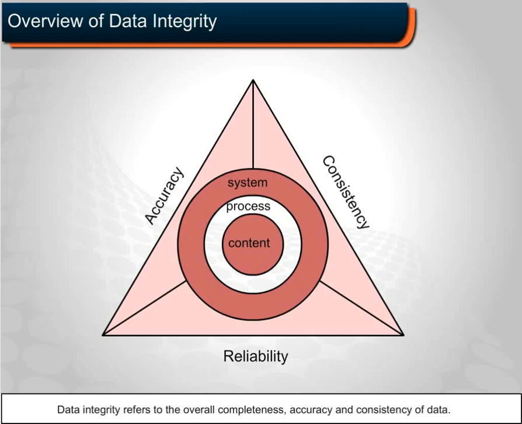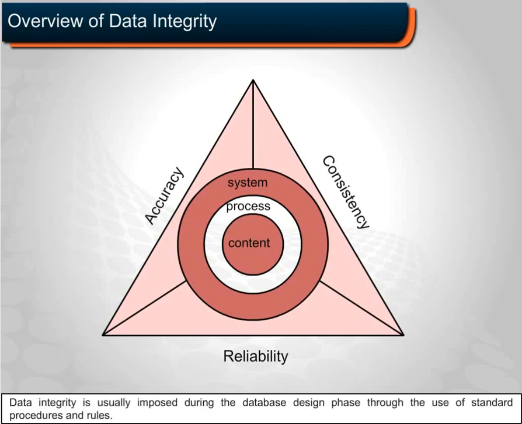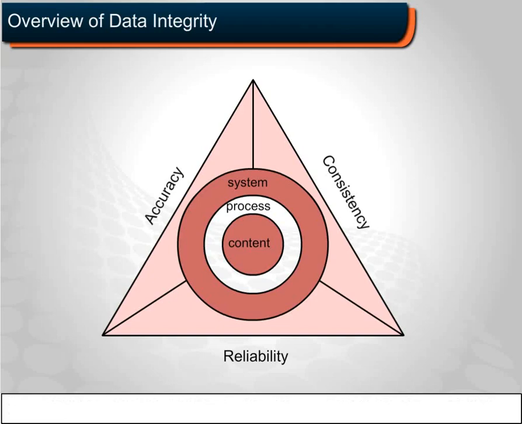Data integrity refers to the overall completeness, accuracy, and consistency of data. Data integrity is usually imposed during the database design phase through the use of standard procedures and rules. Data integrity can be maintained through the use of various error checking methods and validation procedures.